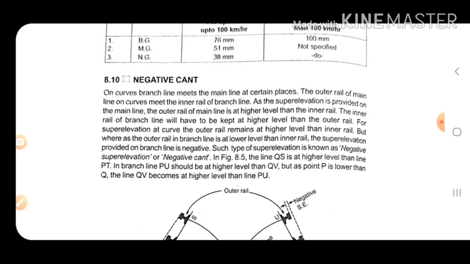What is negative gain? On curves, a branch line meets the main line at a certain place.